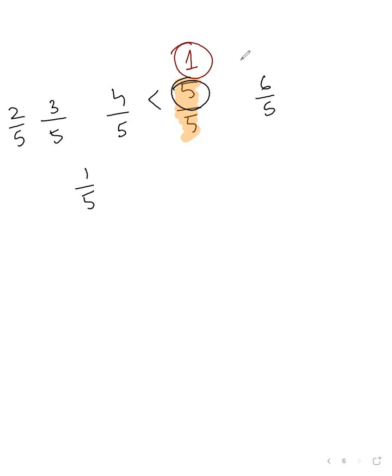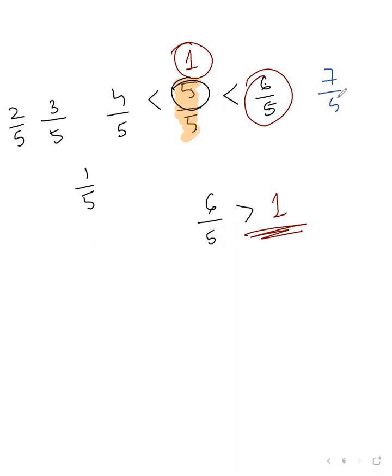अब आप इन दोनों को देखो सिर्फ, 5 by 5 और 6 by 5, which one is greater? 6 by 5. So what did we see? That 6 by 5 is greater than 5 by 5. Yes? Yeah. 5 by 5 क्या है actually? 1. It is 1. 5 by 5 is 1. So that's why 6 by 5 is greater than 1. ठीक?